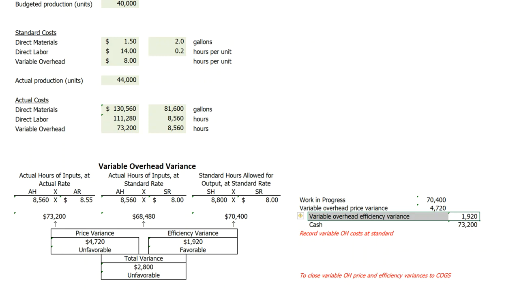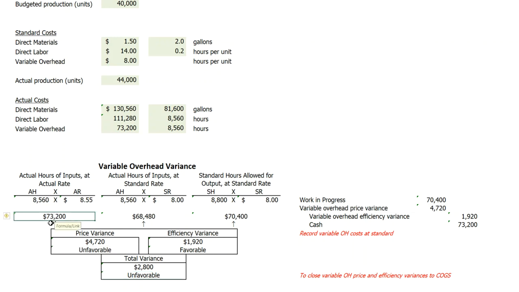If you don't remember which is a debit and which is a credit, we can pay attention to our total variance. Our total variance was unfavorable, and we needed an additional $2,800 debit to record an unfavorable variance. So that tells us that the price variance, which is also unfavorable, needs to be recorded with a debit. And of course, that means the efficiency variance will be recorded with a credit.